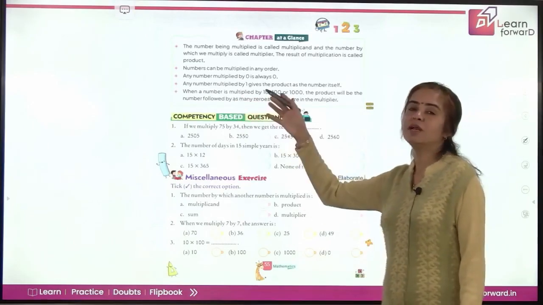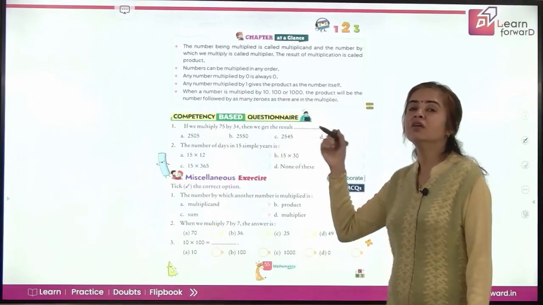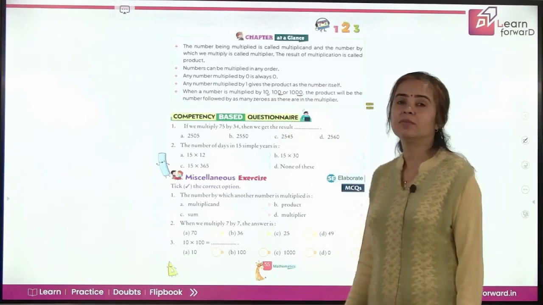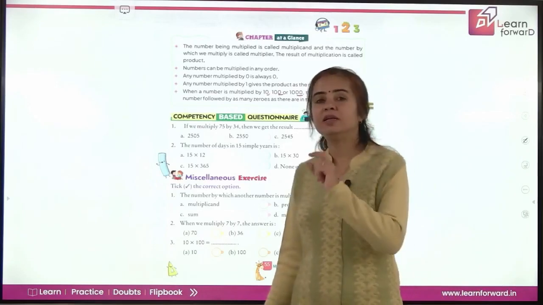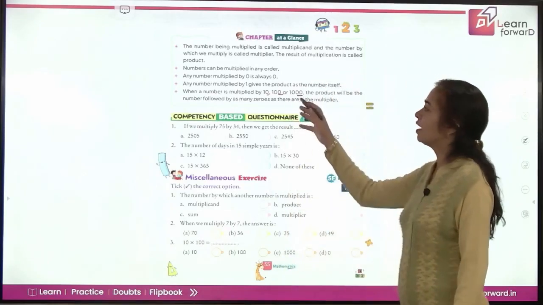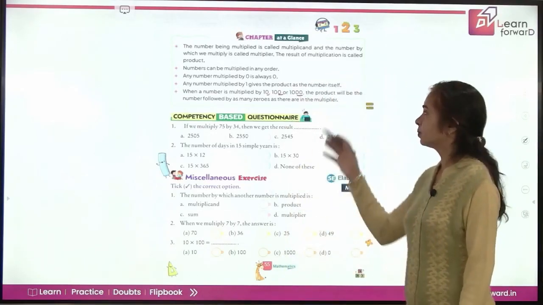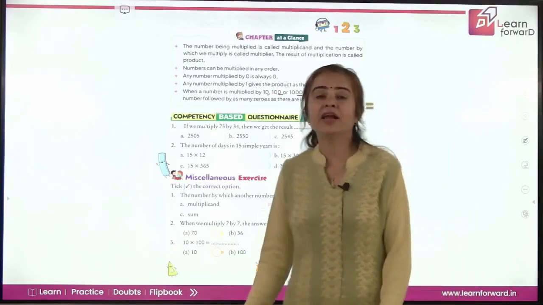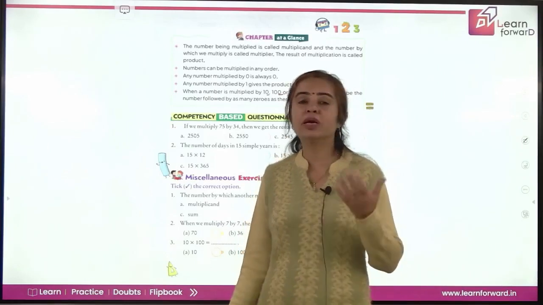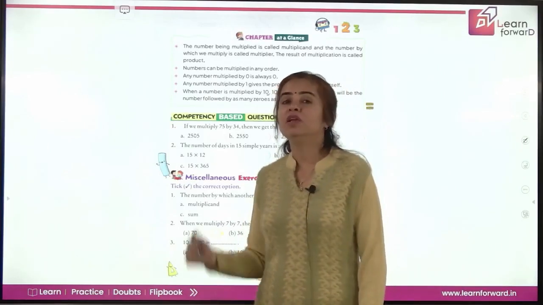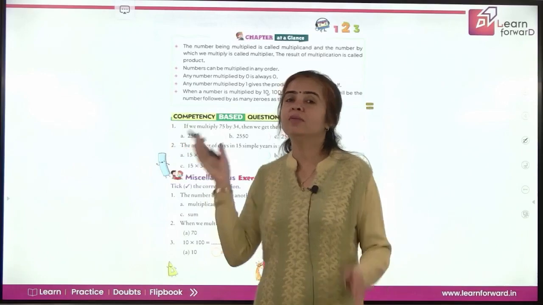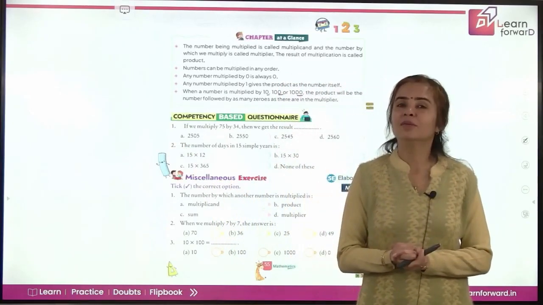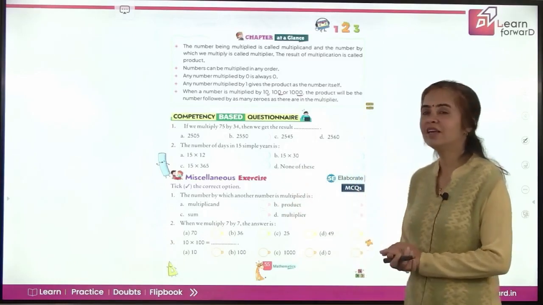Now, when a number is multiplied by 10, 100, 1000, we just put as many zeros as there are in the multiplier after the multiplicand. Okay, so you just have to put these number of zeros and you will get the product by this method. And if you have to multiply by the numbers 20, 30, 40, then we'll keep aside the zeros for a while, multiply the numbers as usual and put back the zeros to the product and you get the final product.